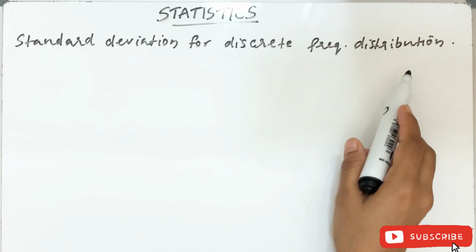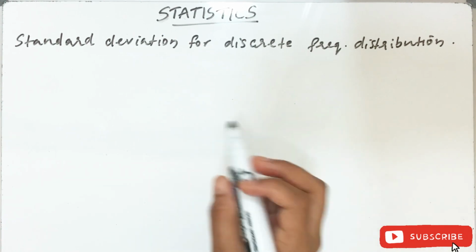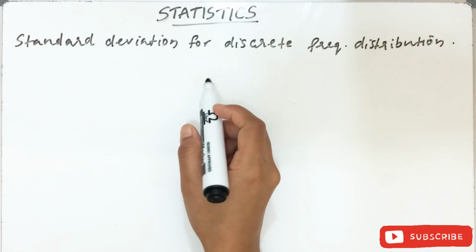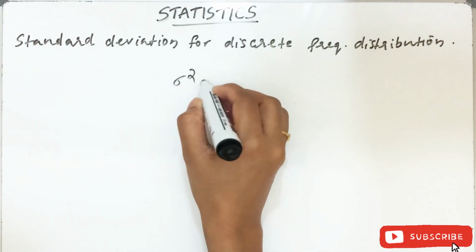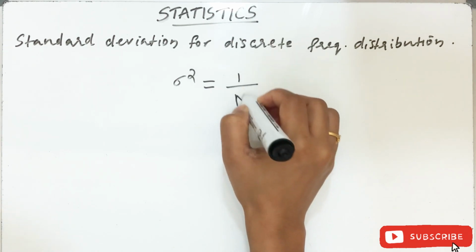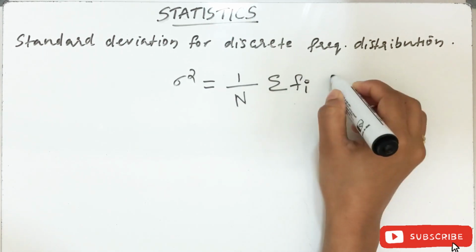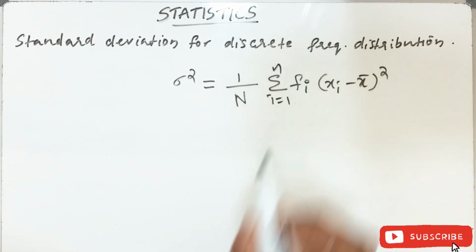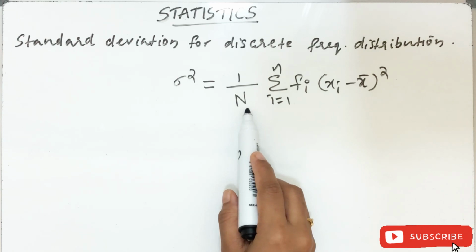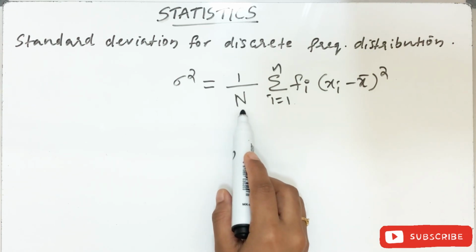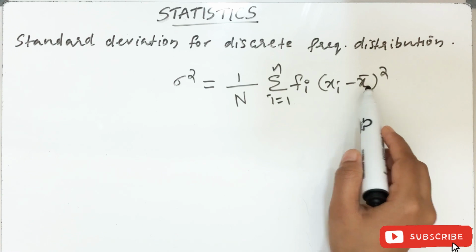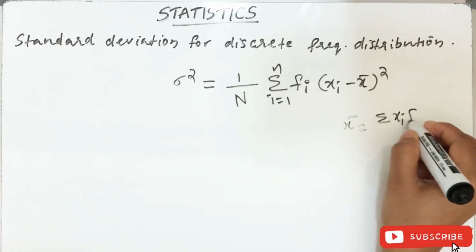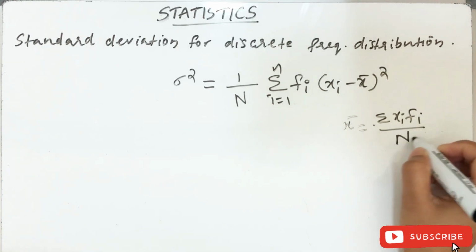Standard deviation for discrete frequency distribution. Very simple. As in the case of mean deviation about mean for a discrete frequency distribution, we can say variance sigma square is equal to 1 by capital N into sigma Fi into (xi minus x bar) square. Here capital N is the sum of the frequencies, that is sigma Fi, and x bar is the mean, where x bar is equal to, for discrete frequency distribution, sigma xi into Fi by capital N.